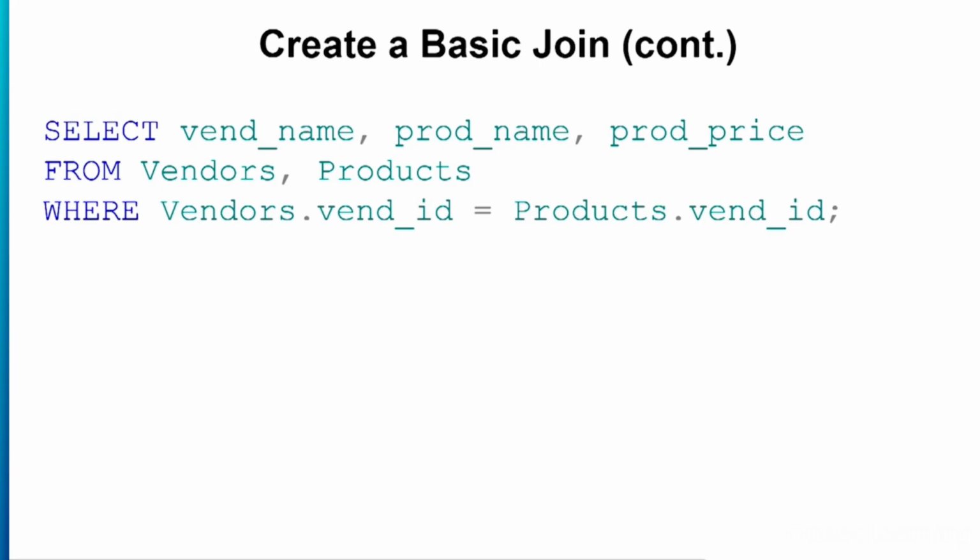So how does the DBMS know how to join the 2 tables? The answer is the where clause. Vendors.vendorID equals products.vendorID. That creates the join. And so now the vendors and products are joined, the primary key in the vendors table to the foreign key in the products table, and you get a unified result.